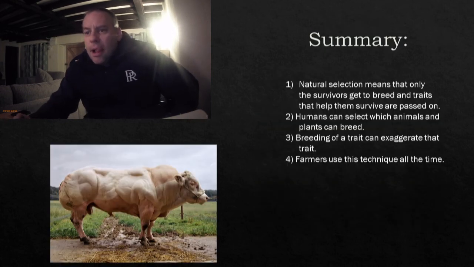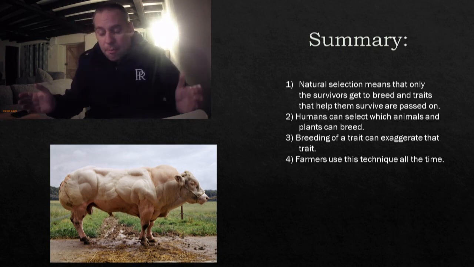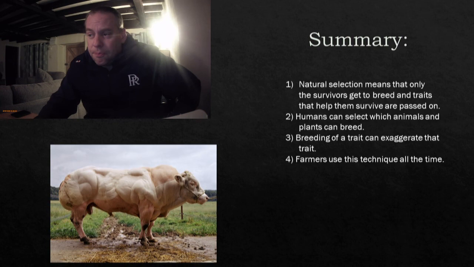So let's summarize. Natural selection is the way in which nature creates new species and how organisms evolve. The idea of natural selection is that nature will kill off some versions and the traits that help them survive are the ones that are passed on to their offspring. Humans, for a long time now, have been able to bypass evolution and select animals to breed and then breed in certain traits. If I want to breed in a trait, then I need to get two examples of that, breed them together, and we can get an exaggerated trait.